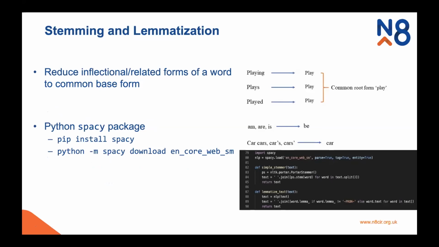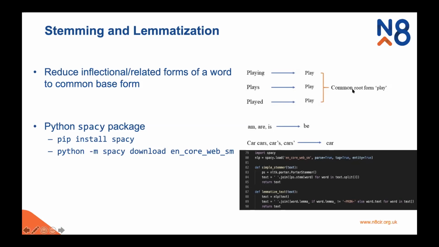Another important preprocessing step is stemming and lemmatization. Both of these steps are common algorithms to reduce inflectional or related forms of a word into a common base. For example, in your text, you have different forms of a word. An example is playing, and it still means play. Plays also means play. Played also means play. So maybe none of these provides any extra additional information in your data, so you can decide to stem them.